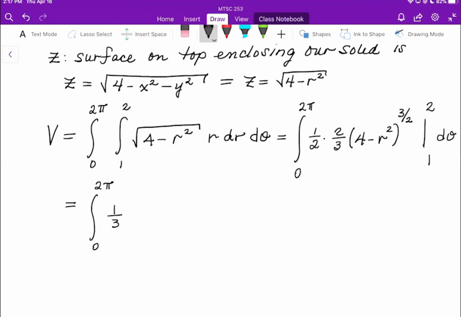I have 1/3 times 3 to the 1/2, but 1/3 times 3 to the 1/2, that doesn't make sense. 1/3 times 3 to the 1 is 3 to the 3/2. It's just the square root of 3. d theta. So that becomes 2 root 3 pi.